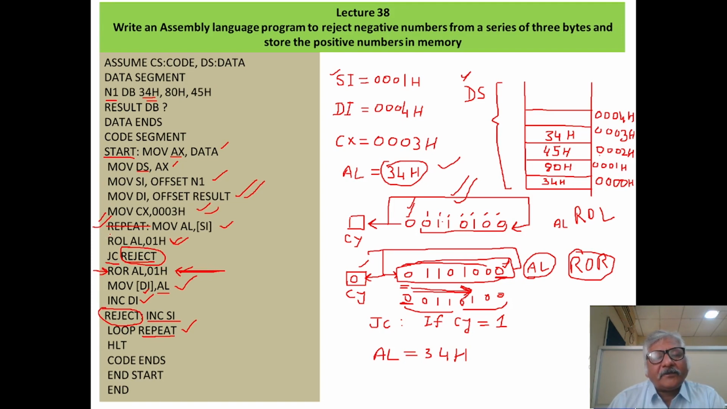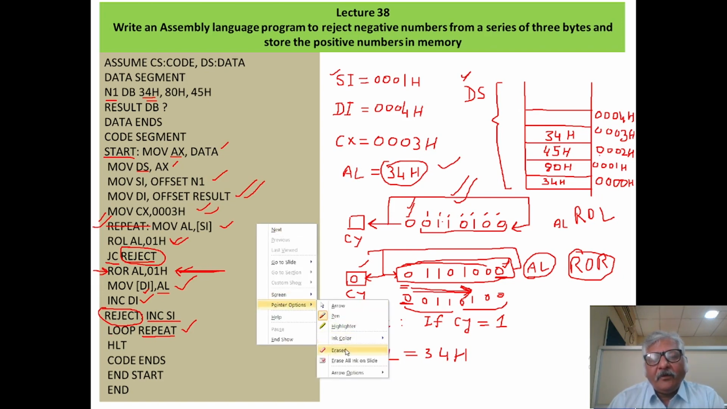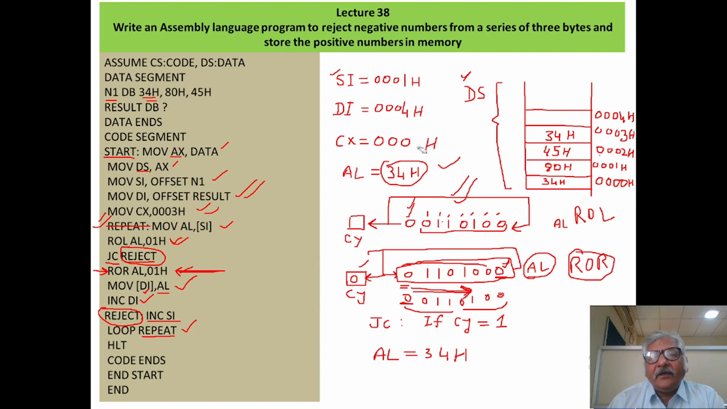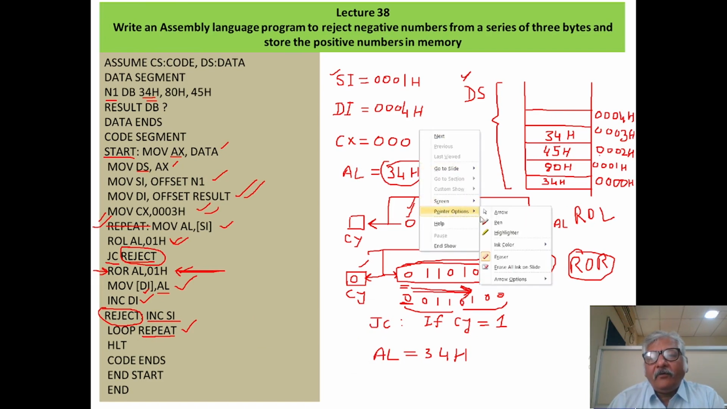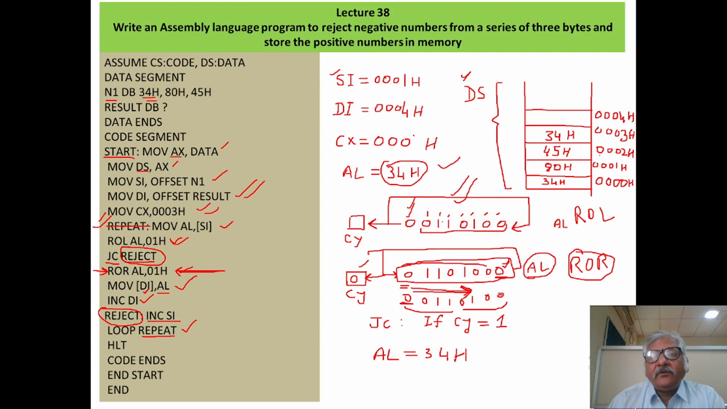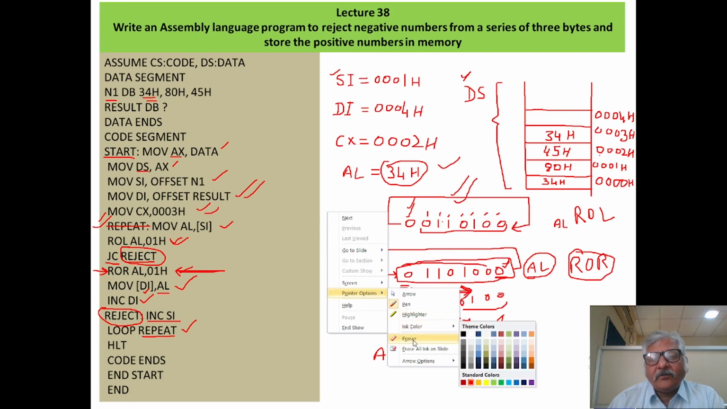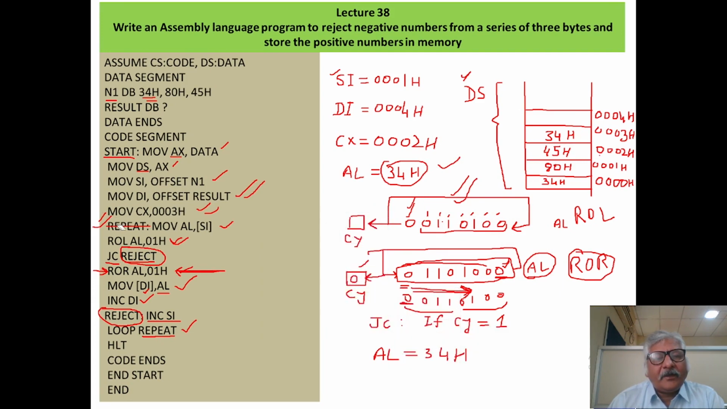The program will come to this place if the value of CX is not 0. So loop will decrease the value of CX by 1. Currently the value of CX is 3, so it will now become 0002H. And since the value of CX is not 0, the sequence of the program will go to the label repeat. Okay.